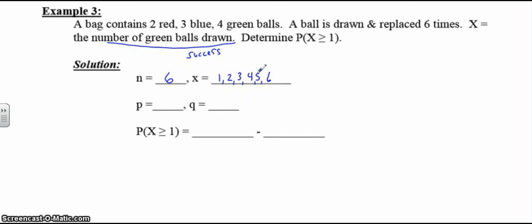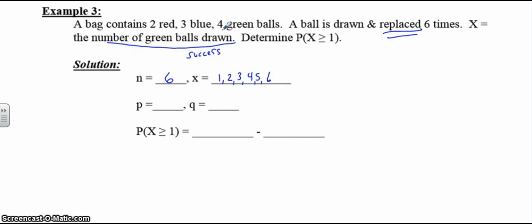You might be asking, how could you have 5 or 6 green balls when there's only 4 green balls available? The answer to that question is, you have to remember that it's replaced each time. So it is possible to have 6 balls.